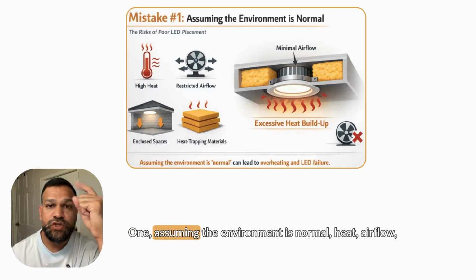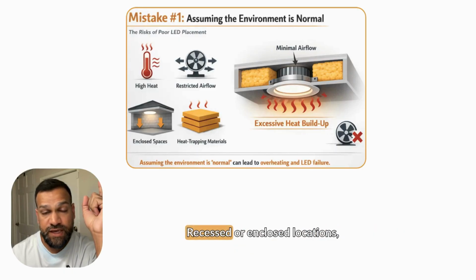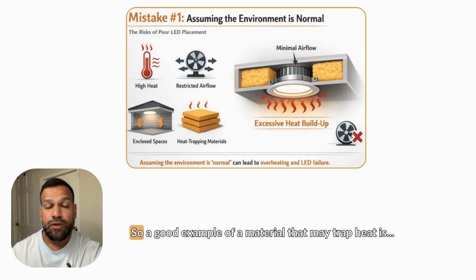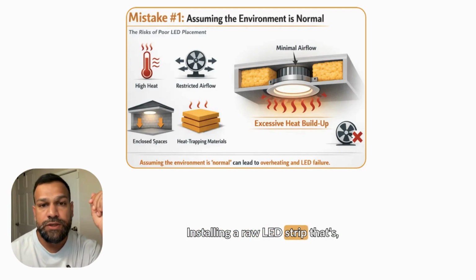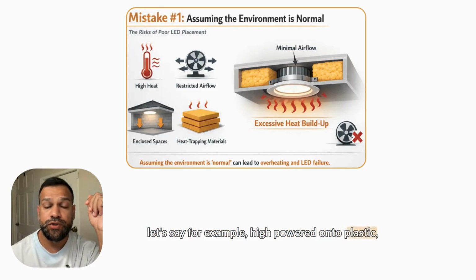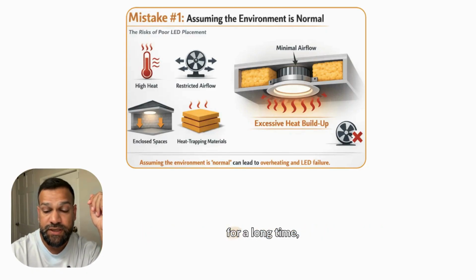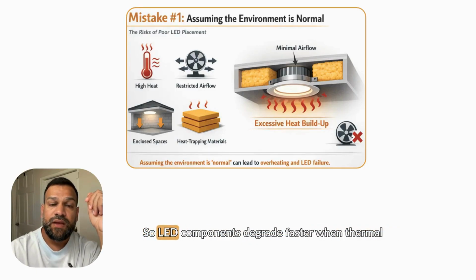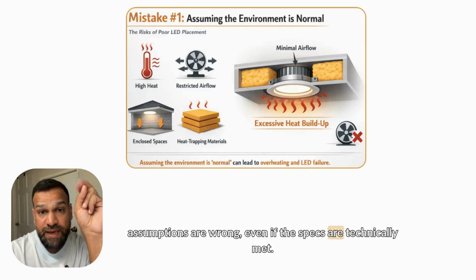Number 1: assuming the environment is normal. Heat, airflow, and enclosed conditions are often treated as neutral when they're not. Recessed or enclosed locations, limited ventilation, materials that trap heat. A good example of a material that may trap heat is installing a raw LED strip that's, for example, high powered onto plastic, like a laminated material. If you want your LED brightness to be maintained for a long time, you need to add some sort of thermal management to it.